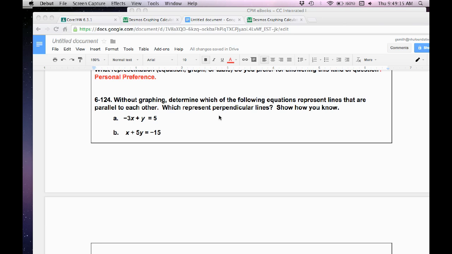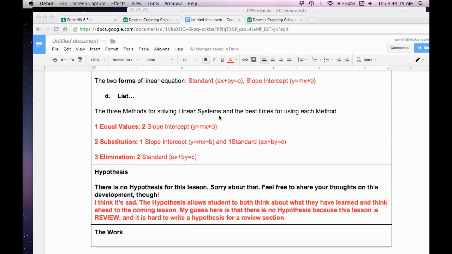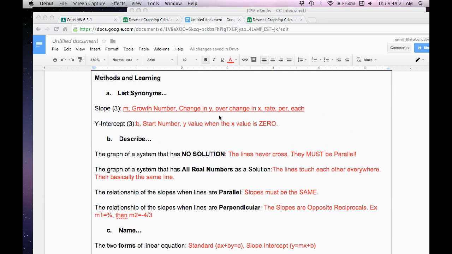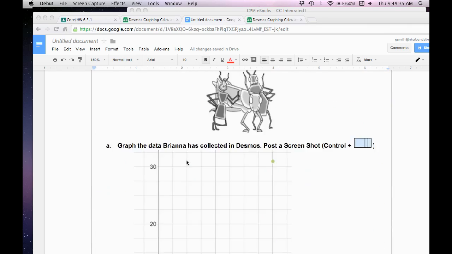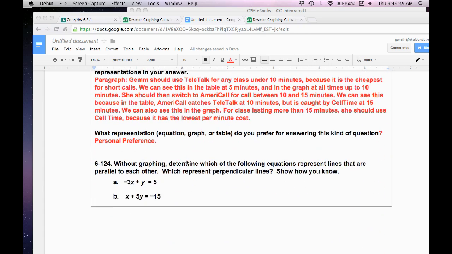Okay, so let's go back to what we saw earlier. We talked about this earlier on. Parallel lines, slopes must be the same. Perpendicular lines, slopes are opposite reciprocals. In other words, like from 3 over 4 to negative 4 over 3. So parallel, they're the same. Perpendicular, they're opposite reciprocals. Okay, that's something to work with. So it's all about the slopes.